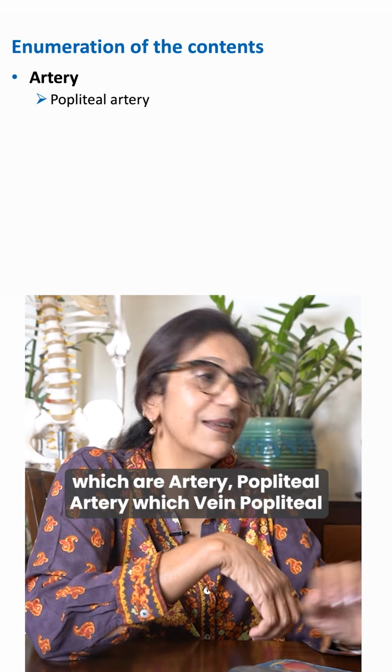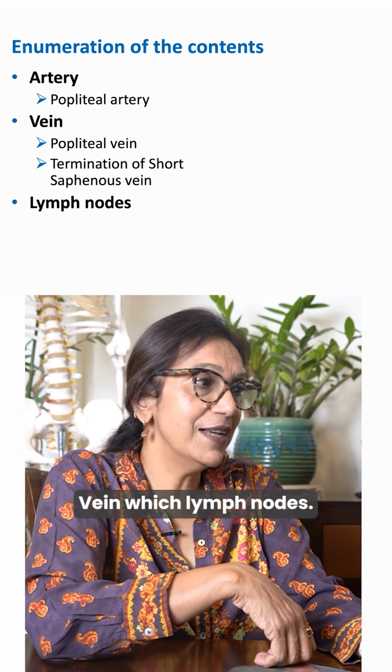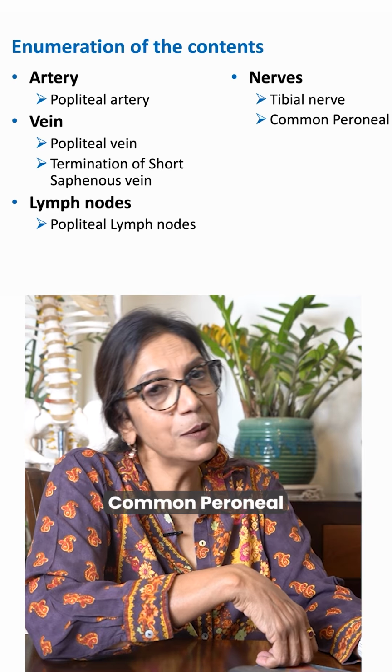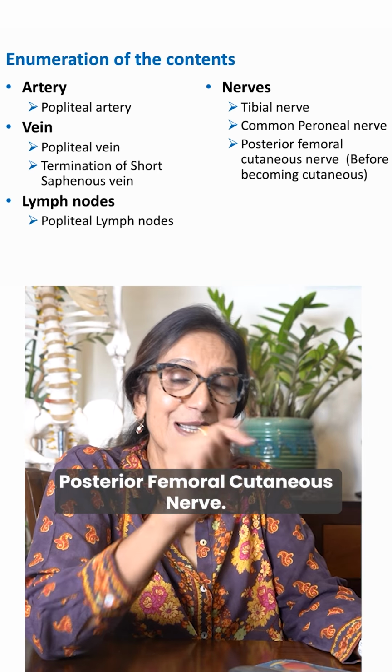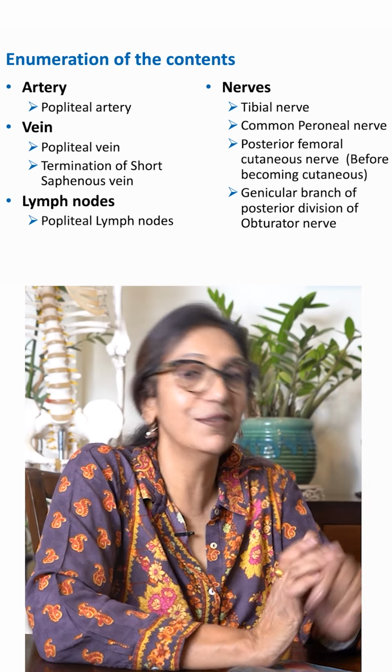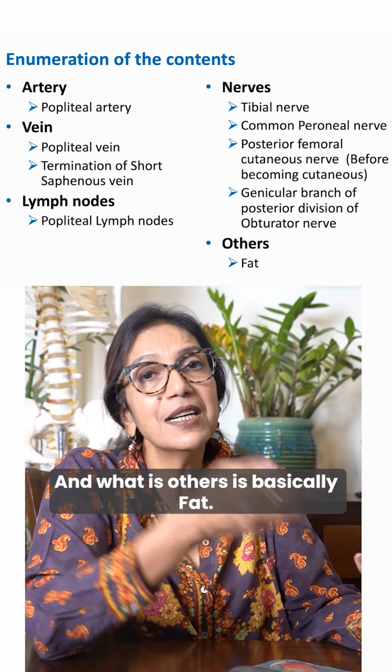Which artery? Popliteal artery. Which vein? Popliteal vein. Which lymph nodes? Popliteal lymph nodes. Which nerves? Tibial nerve, common peroneal, posterior femoral cutaneous nerve, and genicular branch of posterior division of obturator nerve. And what is others? Others is basically fat.